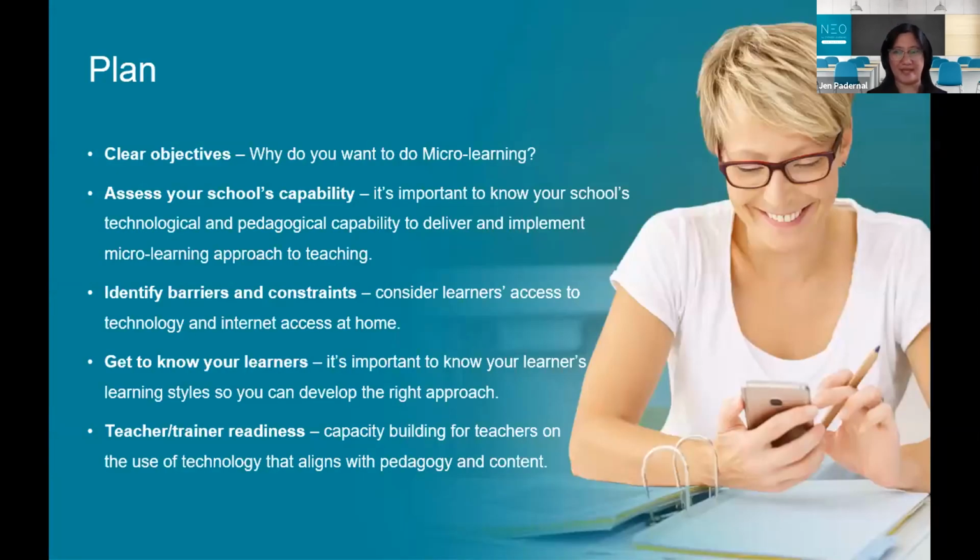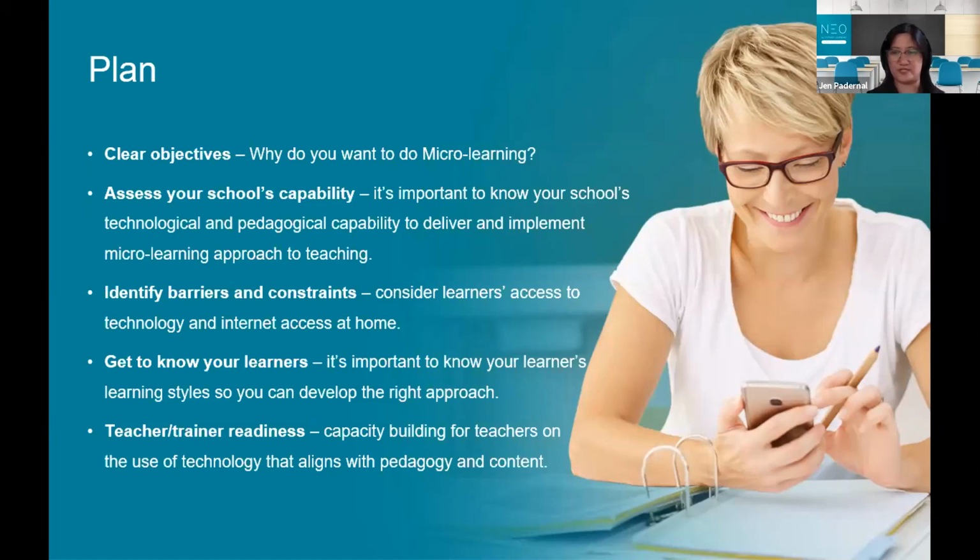First, of course, you need to plan. You need to have a clear objective and ask yourself, why do you want to do micro learning? What are you trying to achieve? And then, of course, assess your capabilities: the school, the students, the teachers. Identify all of the barriers and constraints. Try to get to know the learning needs of your learners, and of course, the readiness of the teachers. It has to be aligned. We need to know all of this before we start creating our micro content or micro learning courses or modules.